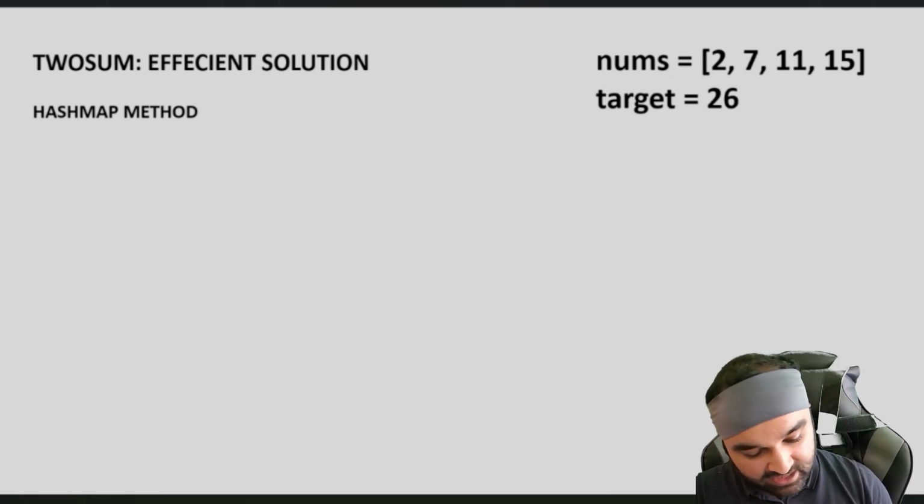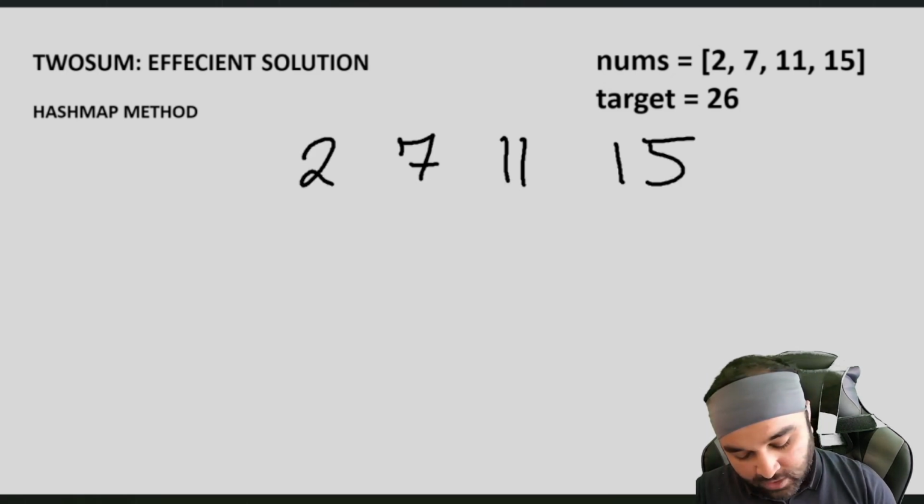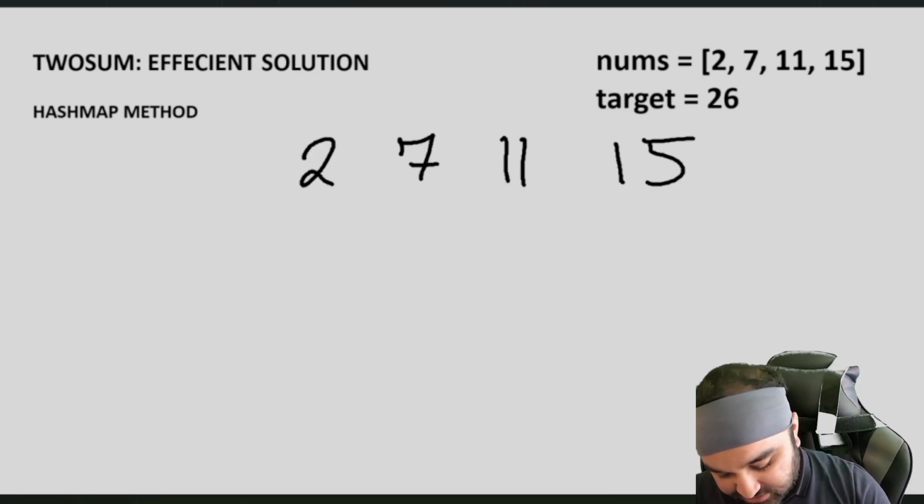So let's start again with our array. We have 2, 7, 11, 15. Now, we're going to create a hash map. We'll just call it map.